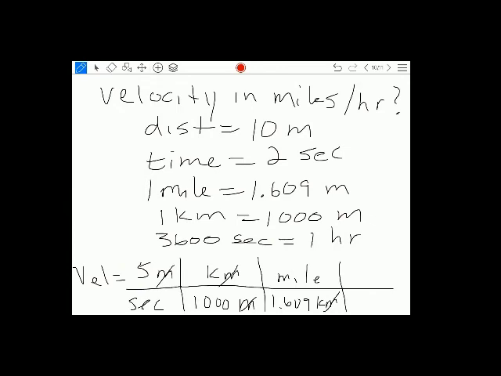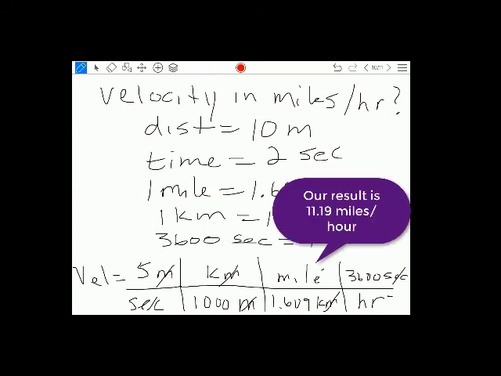I also know that there are 3,600 seconds per hour. So now my seconds cancel. Now I know that I'm left with miles per hour. So to complete the problem, I just multiply by those things on the top, divide by those on the bottom, and I'm left with a result in miles per hour.